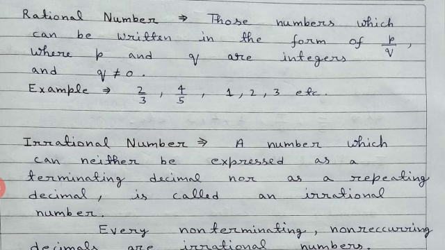The first is rational number and the second is irrational number. What is a rational number? Its definition is: those numbers which can be written in the form of p by q, where p and q are integers and q is not equal to 0. For example, 2 by 3, 4 by 5, 1, 2, 3, etc.